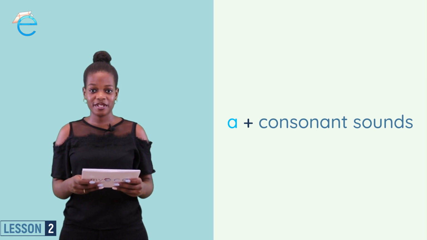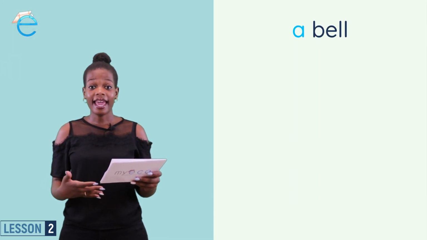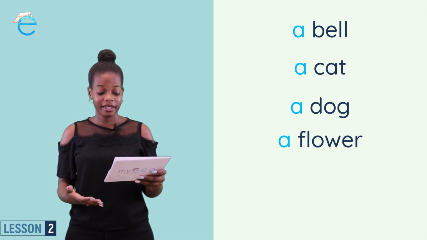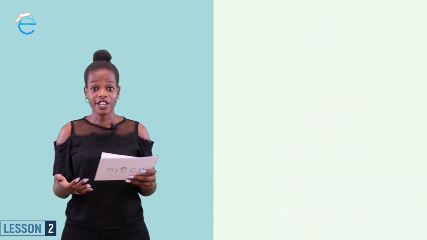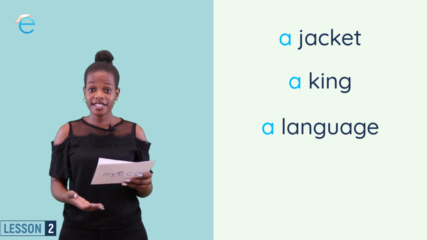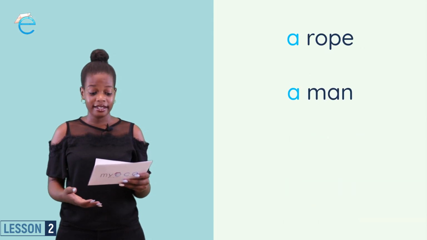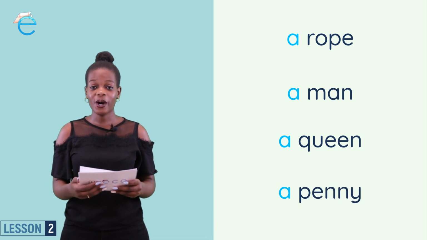Consonants are all the other letters that are not vowels. For example, a bee, a bell, a cat, a dog, a flower, a game, a horse, a jacket, a king, a language, a nurse, a street, a rope, a man, a queen, and a penny. All of these are consonants, so I'm using a.